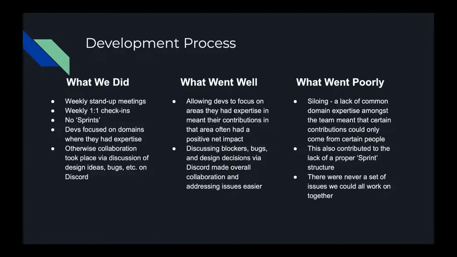Next, let's take a look at what our development process looked like and some of the pros and cons that we noticed. We had 2 weekly meetings. We had 1 stand-up meeting with everybody and a weekly check-in with our project manager, Cody. We didn't have a real agile sprint structure. Devs focused on domains where they had the most expertise, and otherwise collaboration took place via discussion of ideas, bugs, and other issues on Discord.